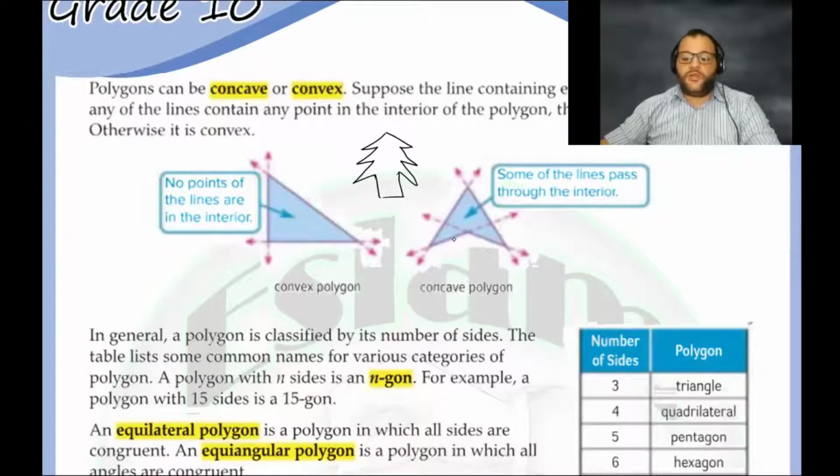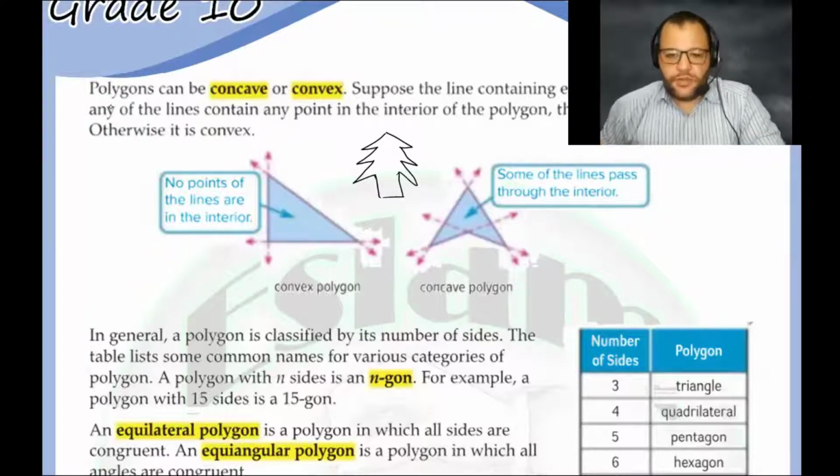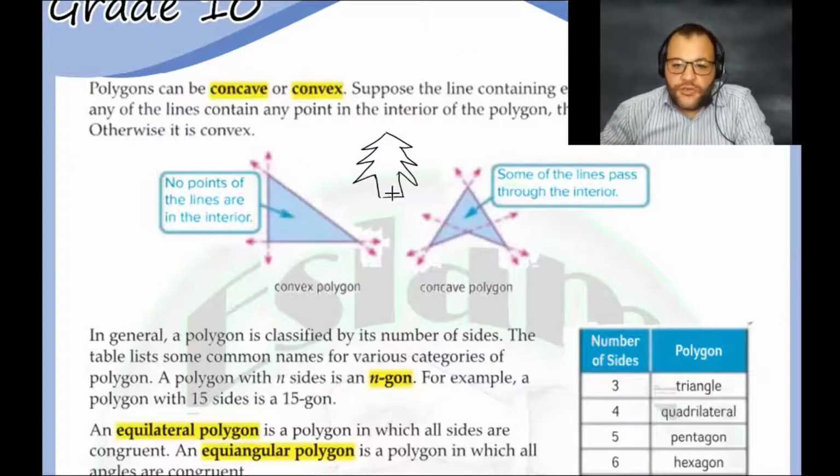Is this shape convex or concave, supposing that all of its sides are line segments? No, there are no curves. This one is concave. Why concave? Because if you extend any one of the sides, you will find that the extension falls in the interior part.